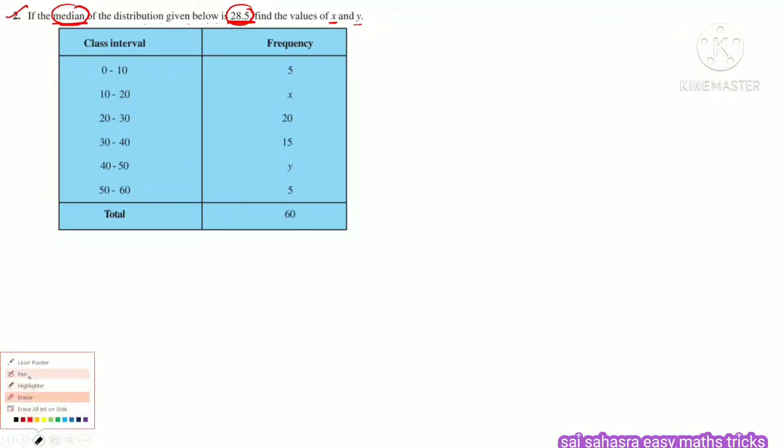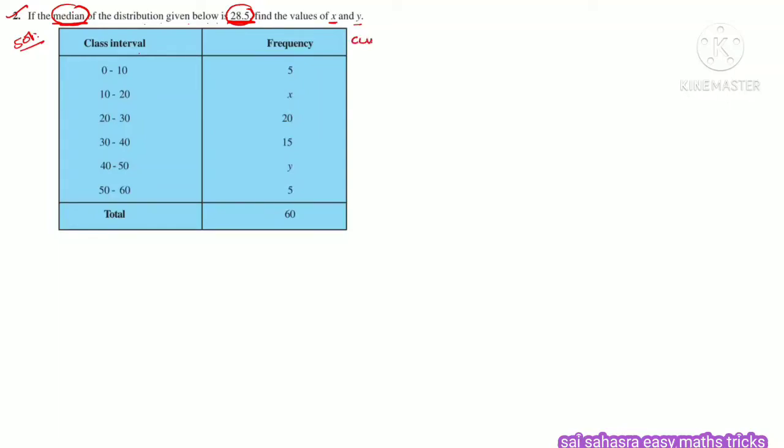Same process, regularly how we will do, like that only we will find this median. Already median is there. We have to find out the values of x and y. Class interval as it is, frequency as it is, we have to write. Solution directly I am writing from here. In solution we have to write, copy this class interval as it is, frequency also as it is.